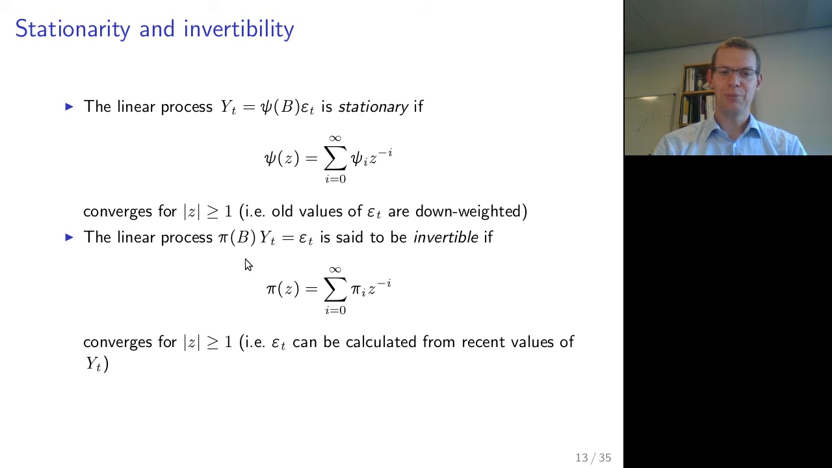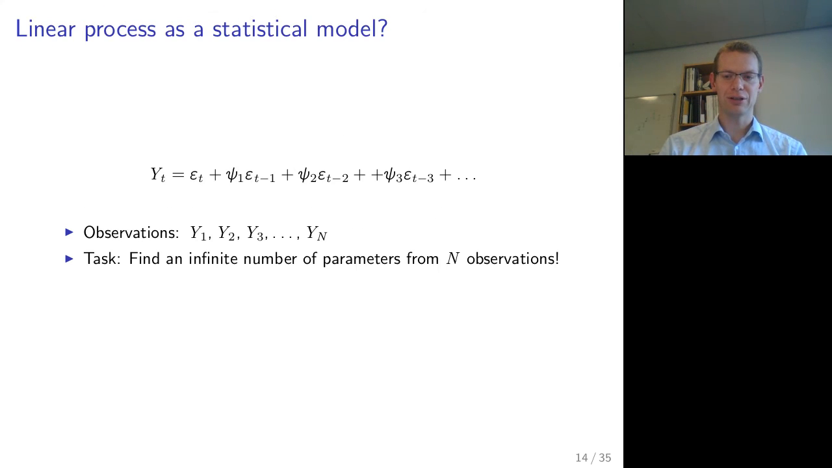Similarly, a process when we have it on this form will be invertible if that polynomial here, the pi polynomial of z, converges for z greater than 1. In practice, we will try not to use the infinite polynomials, but try to restrain ourselves a little bit to make life easier, but we'll get back to that. These are, you can say, the traditional definitions.